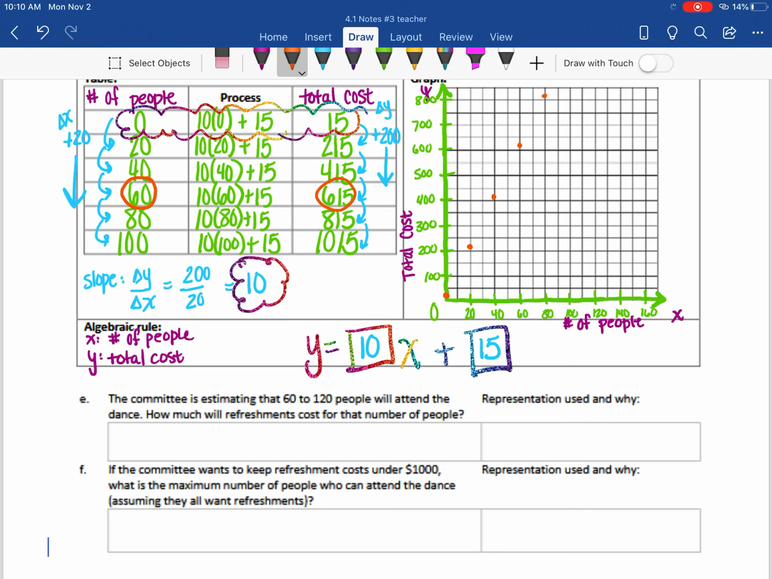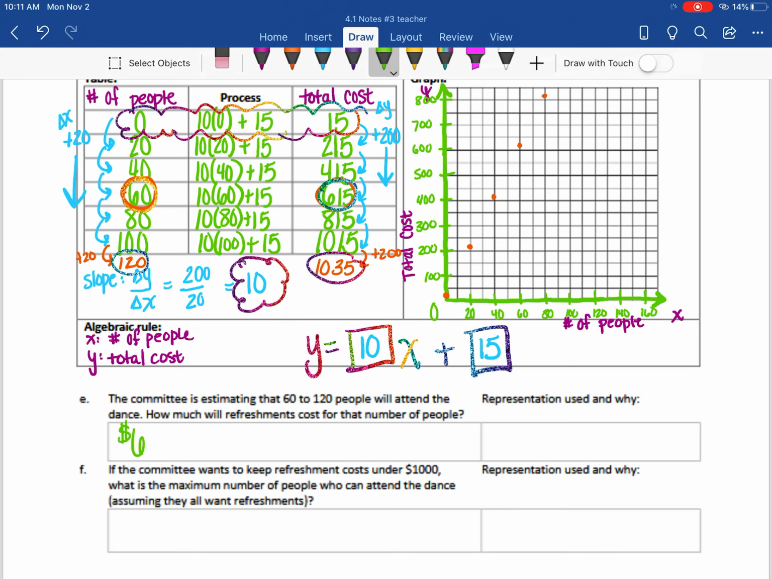And then I can use the rule for this one, but if I look at my table, I can extend my table one more time in both directions. So I can add 200 on my y side, and I can add 20 on my x side to get that value. Okay, so we know that 60 people is $615, and now we know that 120 people is $1,035. So we can answer that question from the table.